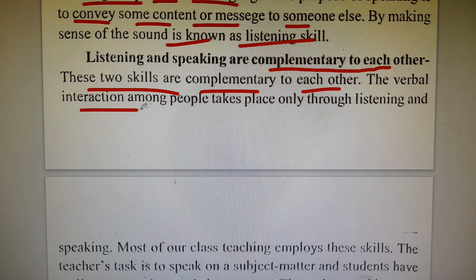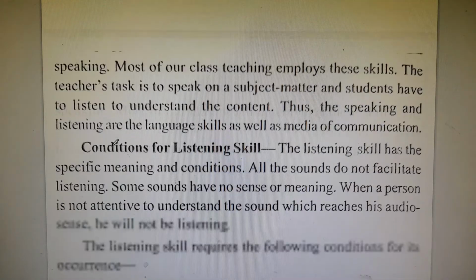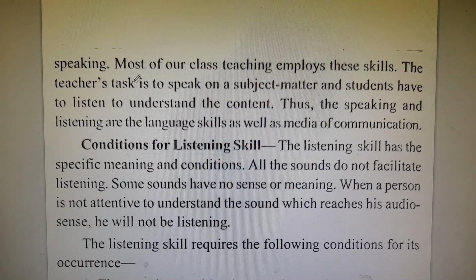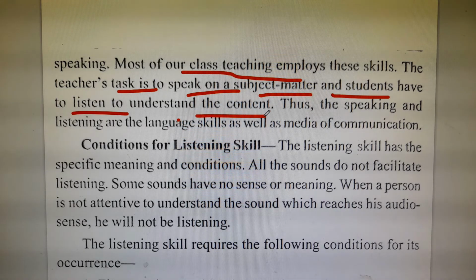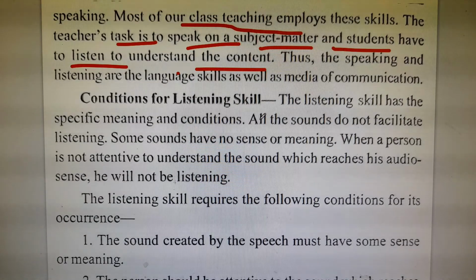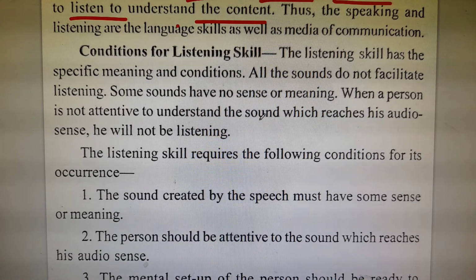The verbal interaction among people takes place only through listening and speaking. Most of our classroom teaching implies these skills. The teacher's task is to speak on the subject matter and students have to listen to understand the content. Thus, speaking and listening are language skills as well as media of communication.